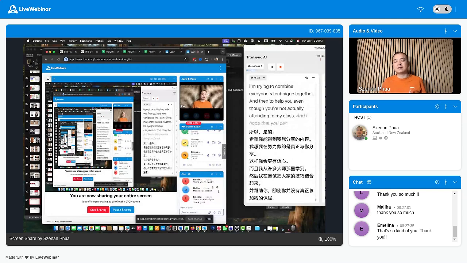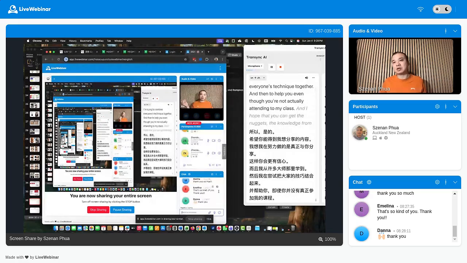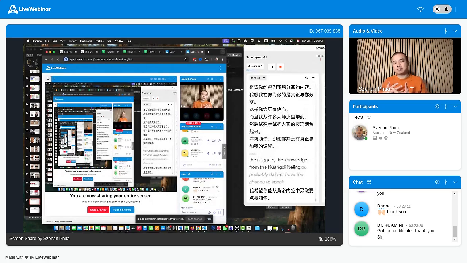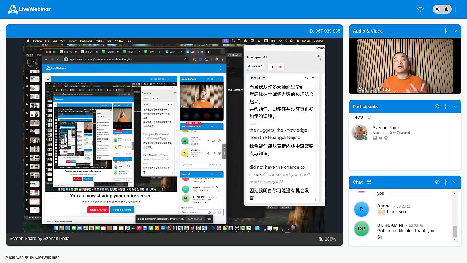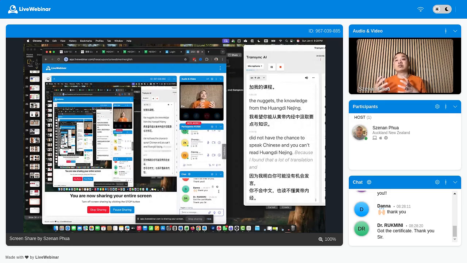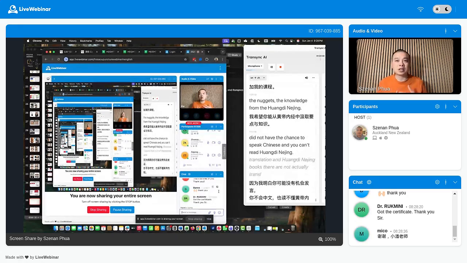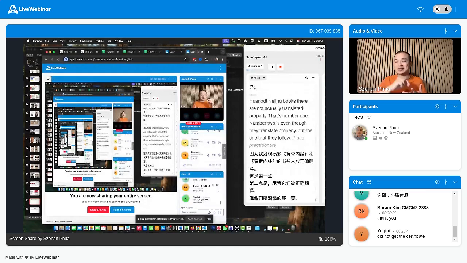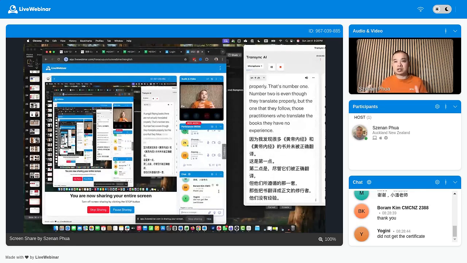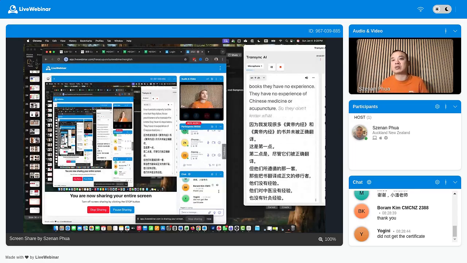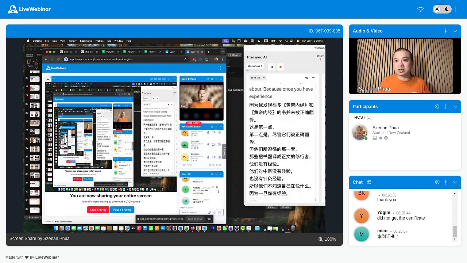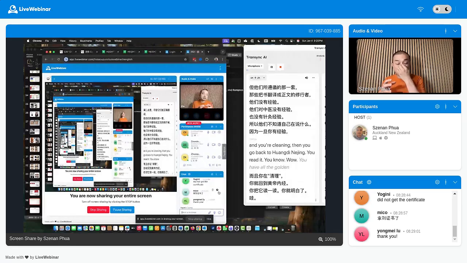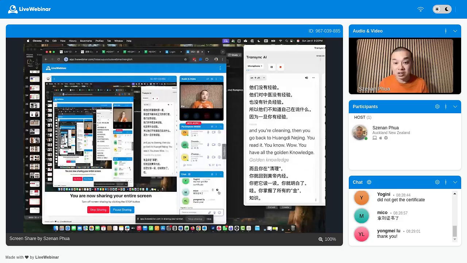And I hope that you can get the nuggets, the knowledge from the Huangdi Neijing, because I understand that you probably did not have the chance to speak Chinese, and you can't read the Huangdi Neijing. I found that a lot of translations of Huangdi Neijing books are not translated properly. That's number one. Number two is, even when they translate properly, the practitioners who translate the books have no experience of Chinese medicine or acupuncture, so they don't know what they're talking about. Because once you have experience in your clinic, then you go back to the Huangdi Neijing and read it, you know, wow, you have all the golden knowledge in the Huangdi Neijing for TCM. That's fantastic.